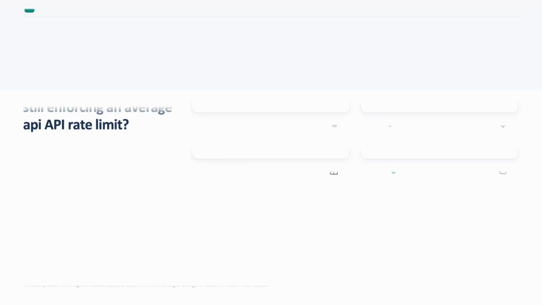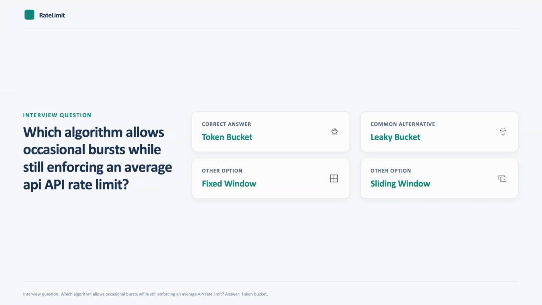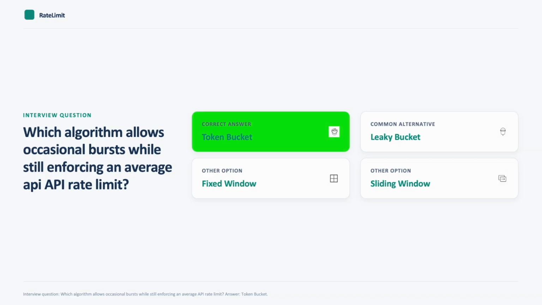Here is a common interview question: which rate limiting algorithm allows short bursts while still enforcing an average request rate? Token bucket. Because unused tokens accumulate over time, the system can absorb temporary spikes without exceeding the long-term rate limit.